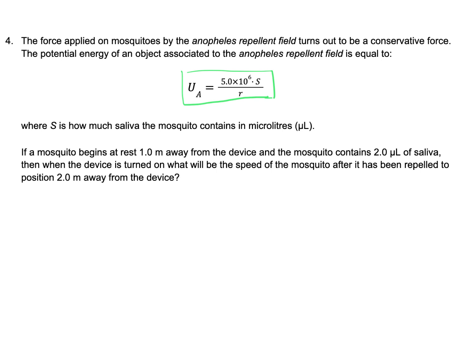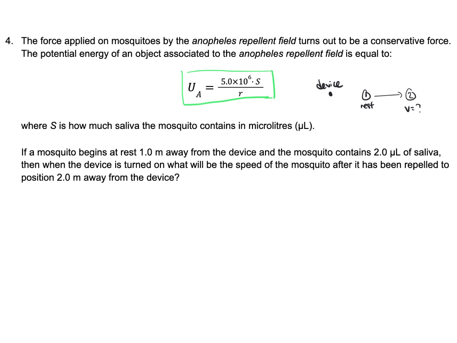And this is going to be a conservation of energy question. So you have the device here. And then the mosquito will start here, 1 meter away. It's at rest. And we turn on the device, it's going to repel the mosquito away. And the question is, how fast is it going once it has been repelled to 2 meters away?